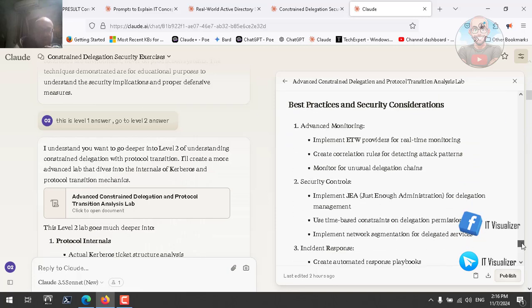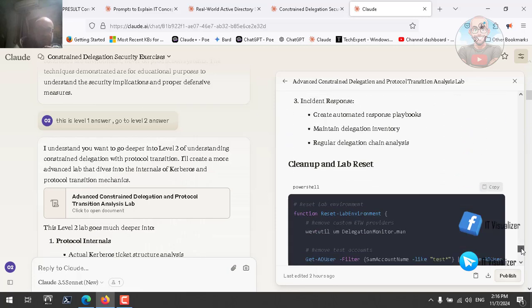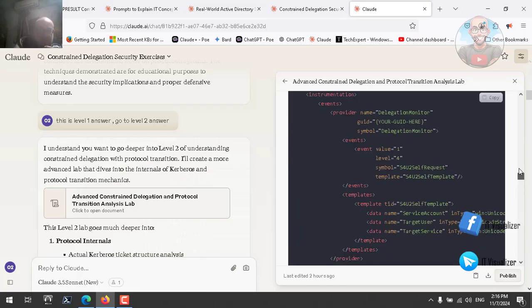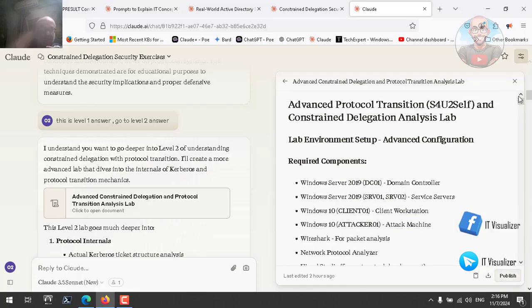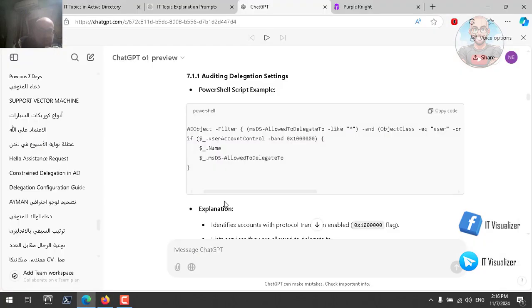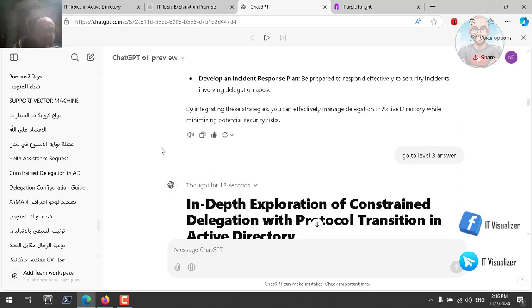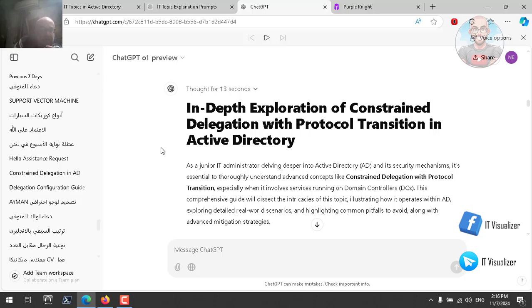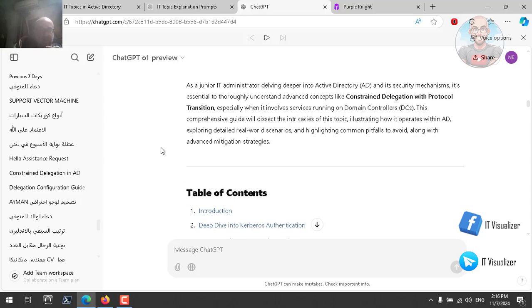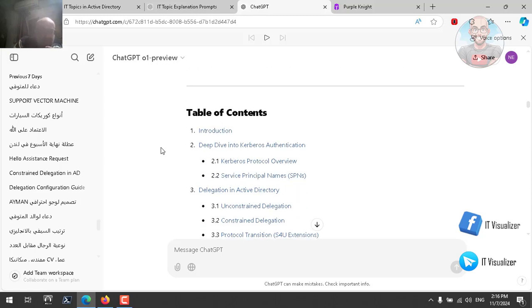Now we can see we have a very, very good answer. You can do an exercise for beginners, for intermediate, and for advanced, and we can see all of these answers are very, very deep. If we again go to the last one, I will show you what happens when I ask it to go to level 3. This is the answer. If you go to the level 3 answer, we are dealing with something else completely. If we go there, we will see that it's going very, very deep.